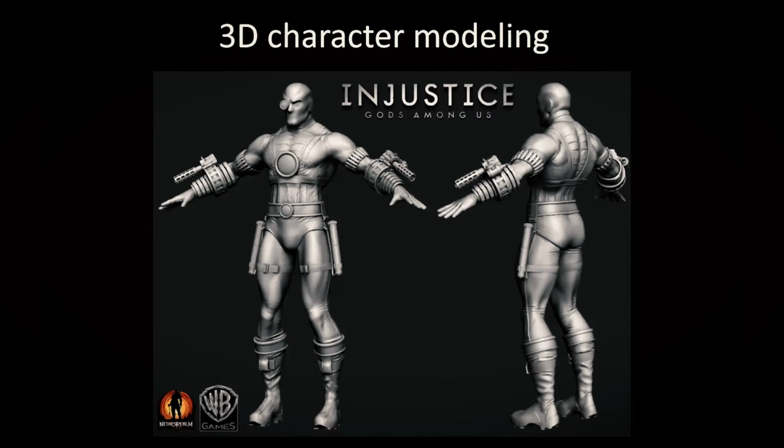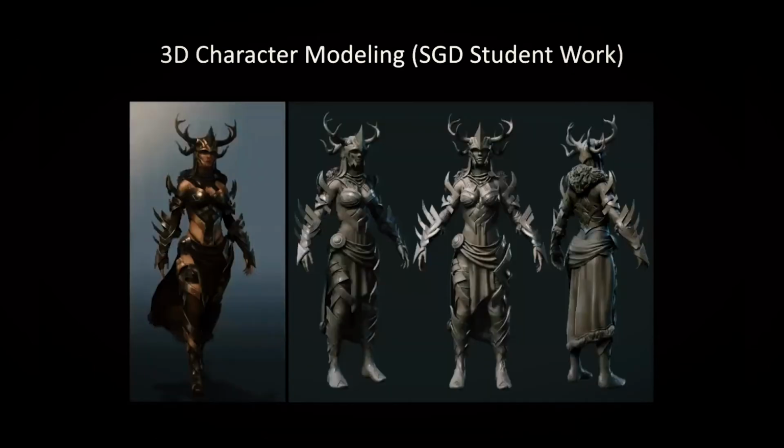This is from the game Injustice. This is 3D character modeling, because there are several different types of modelers. There are people who specialize in characters, because that's very difficult. You need to know anatomy very well. There are people who specialize in props, because you'd be surprised how many props need to be modeled. And then there are people who do environments. But this is an example of character modeling. And you can see this is some work from a student. You can see how on par it is with professional level 3D character modeling.